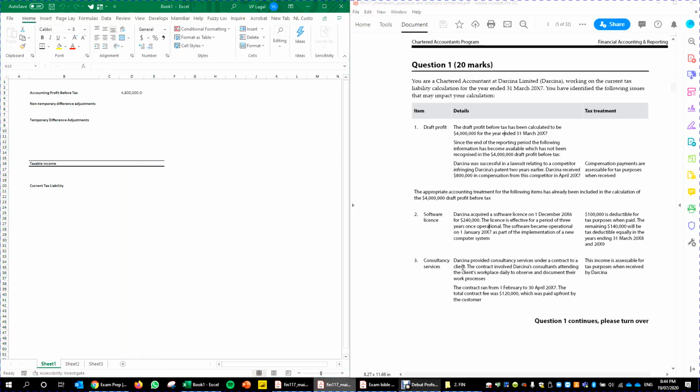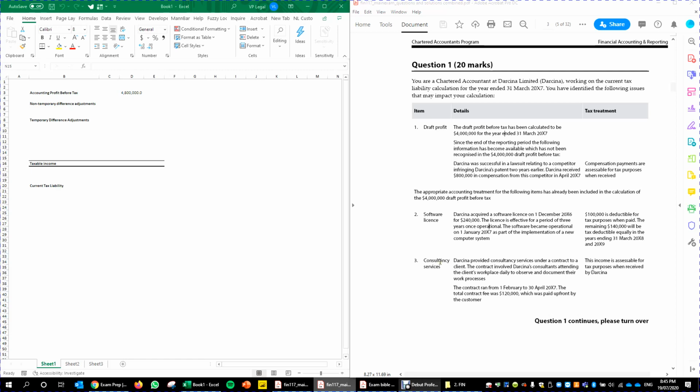Okay, so now what we have to do is work out the adjustments between accounting profit and taxable income. The reason we need to do that is because our tax is paid on taxable income, not on accounting profit. Now, as we learnt in the key content modules, there is different treatment for some items for tax and accounting purposes. So this is why we need to make these adjustments.